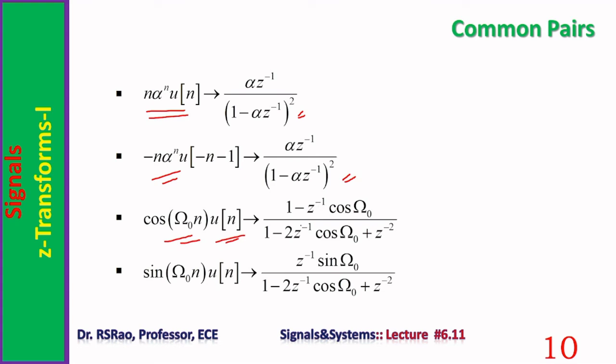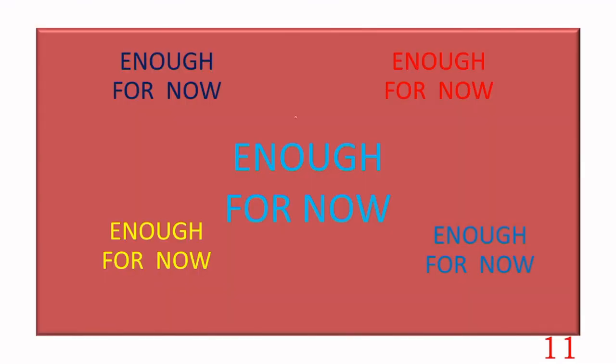The transform of cos omega naught n u of n can be shown to be 1 minus z power minus 1 cos omega naught by 1 minus 2 z power minus 1 cos omega naught plus z power minus 2. Another signal, sin omega naught n multiplied by u of n. Its transform can be shown equal to z power minus 1 sin omega naught by 1 minus 2 z power minus 1 cos omega naught plus z power minus 2. With this, we come to the end of this session.